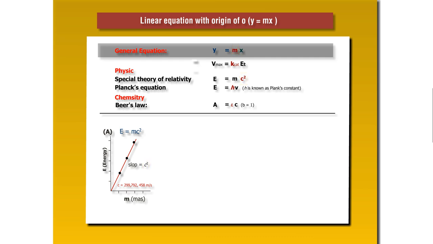Similarly, in the Beer-Lambert law in chemistry, the absorbance A is equal to a constant multiplied by the concentration C. From the plot of absorbance versus concentration of a molecule that absorbs light, a constant known as the molar extinction coefficient, epsilon, can be determined from the plot. Each chromophore molecule has a unique capacity to absorb light, as specified by the value of its molar extinction coefficient.